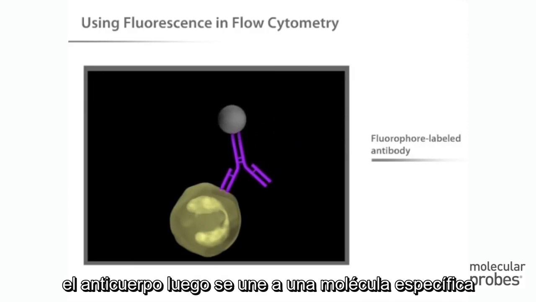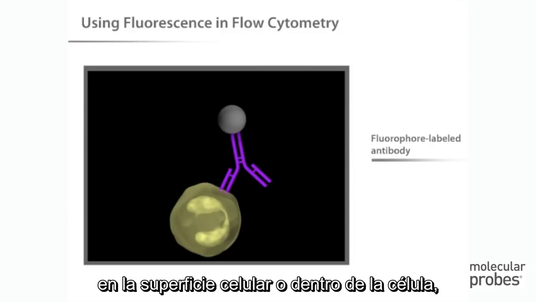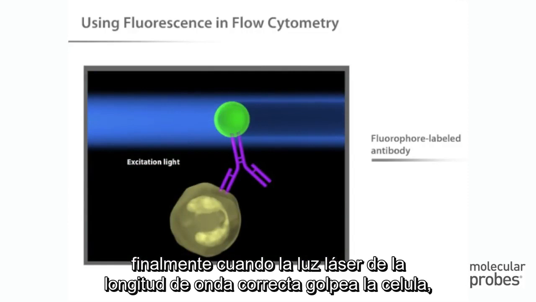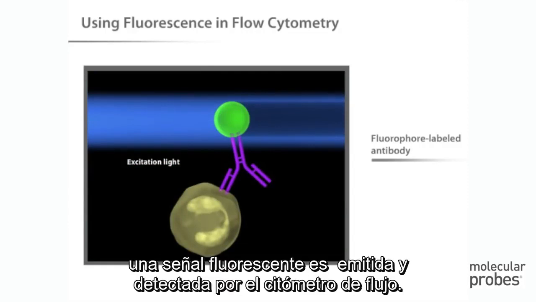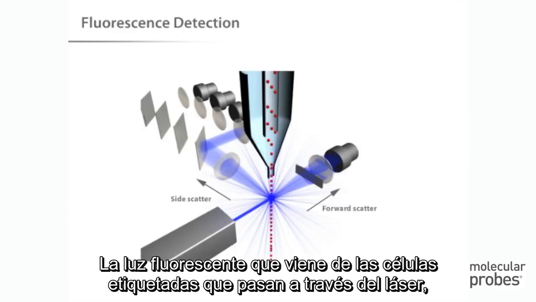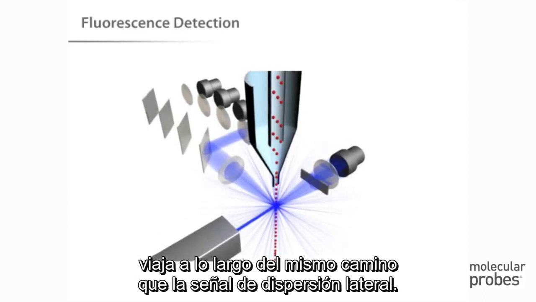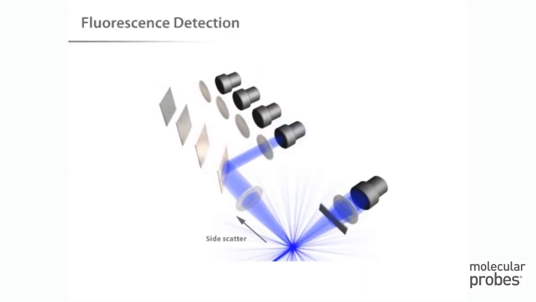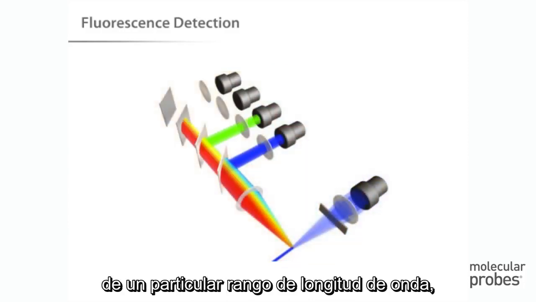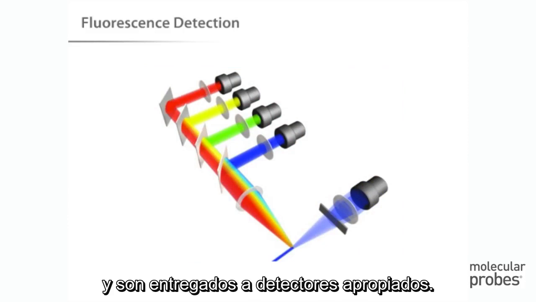The antibody then binds to a specific molecule on the cell surface or inside the cell. Finally, when laser light of the right wavelength strikes the fluorophore, a fluorescent signal is emitted and detected by the flow cytometer. How is this fluorescence information collected? The fluorescent light, coming from labeled cells as they pass through the laser, travels along the same path as the side scatter signal. As the light travels along this path, it is directed through a series of filters and mirrors so that particular wavelength ranges are delivered to the appropriate detectors.